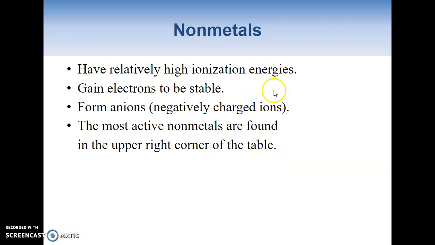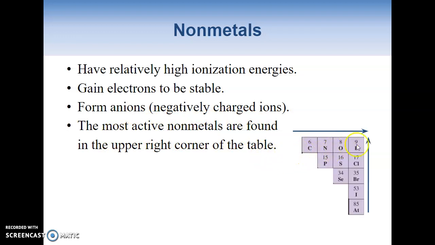Our nonmetals have relatively high ionization energies. Okay, they take a lot of energy because usually they gain electrons, if you think back, to be stable. They form negatively charged ions, so our halogens, our group 17, are going to form negatively charged ions. Our highest ionization energy is going to be fluorine besides our noble gases.